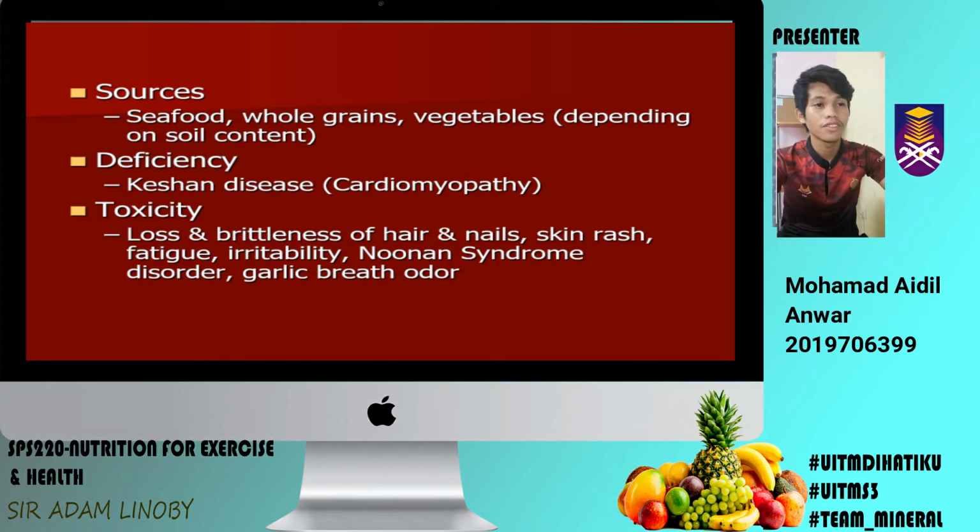The deficiency of this mineral will lead to Keshan disease and cardiomyopathy, that covers the heart area. The toxicity of this mineral will lead to loss and brittleness of hair and nails, skin rash, fatigue, irritability, nervous system disorder, and garlic breath odor.